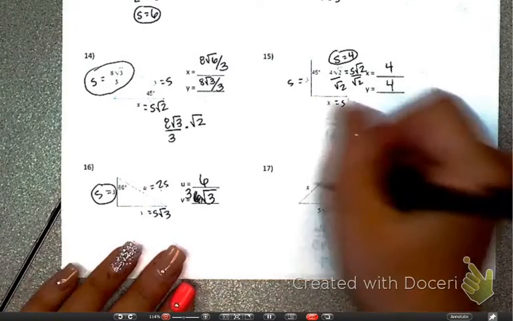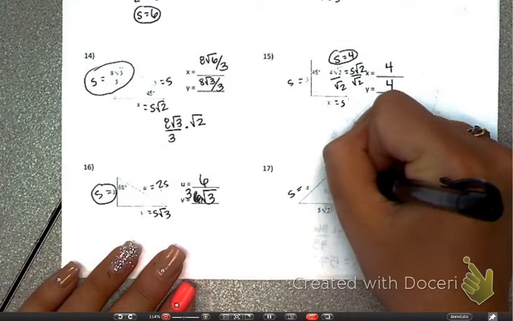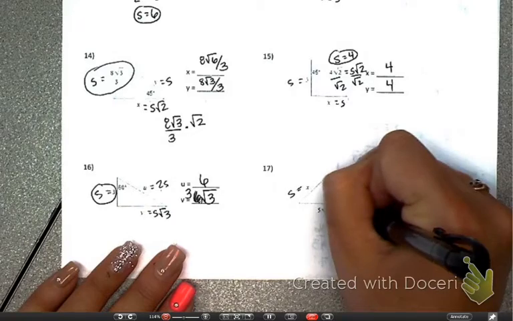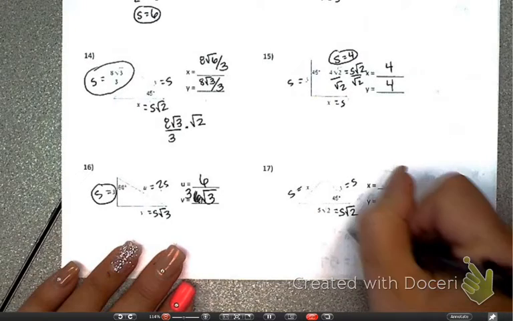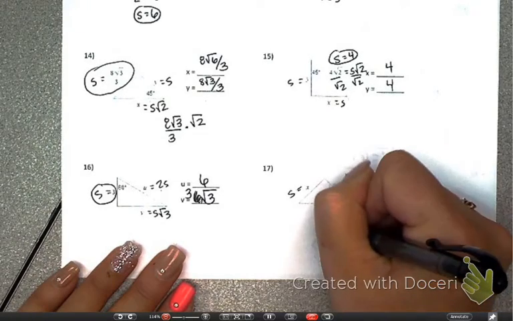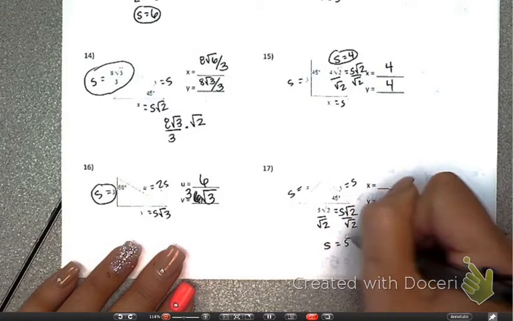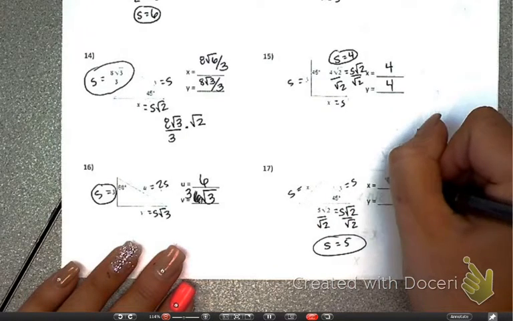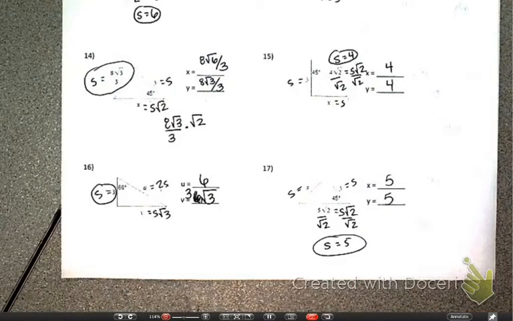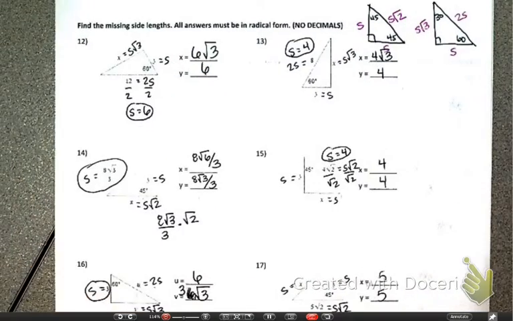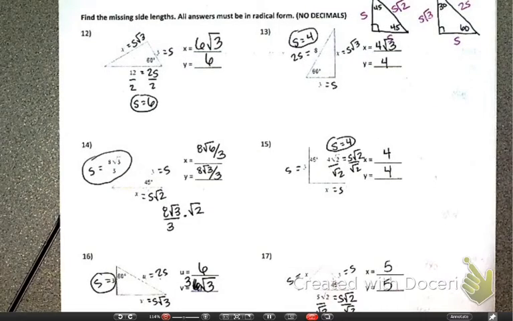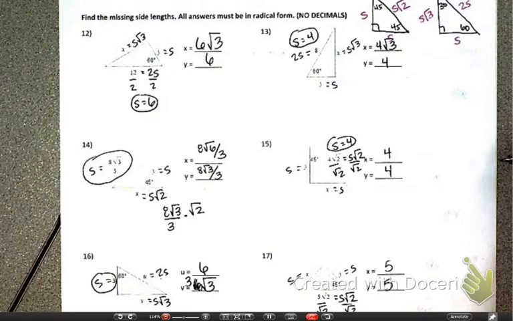All right, last one of these. S radical 2. If I divide by radical 2, I get S equals 5, which means X equals 5 and Y equals 5. You will notice there's not a whole lot of work in this section, but the work that I am putting on my paper is the work that should be on your paper. Any questions on special right triangles?